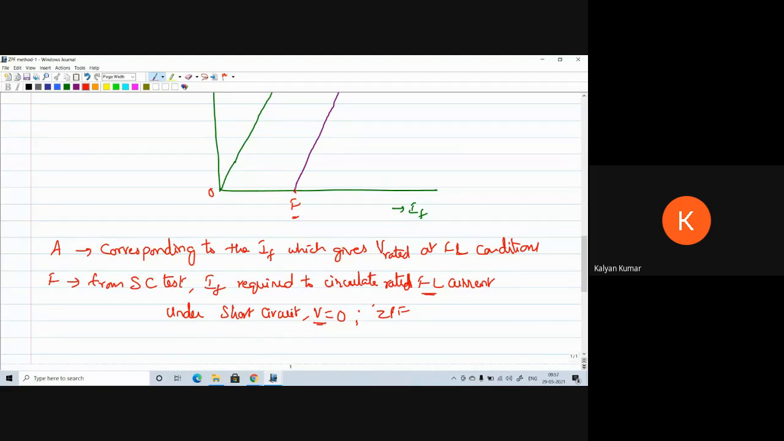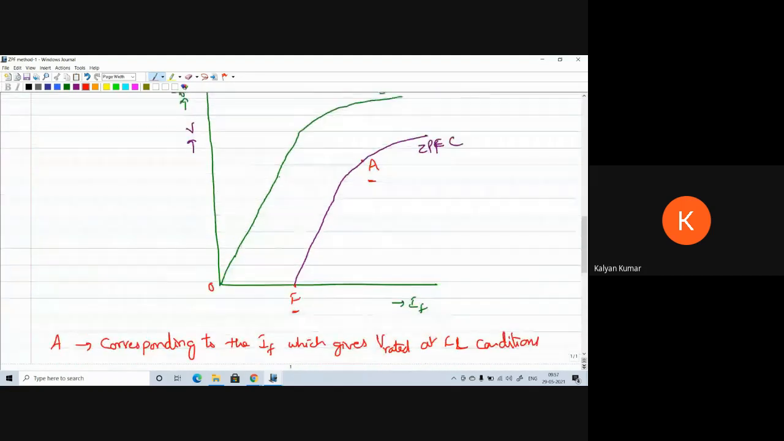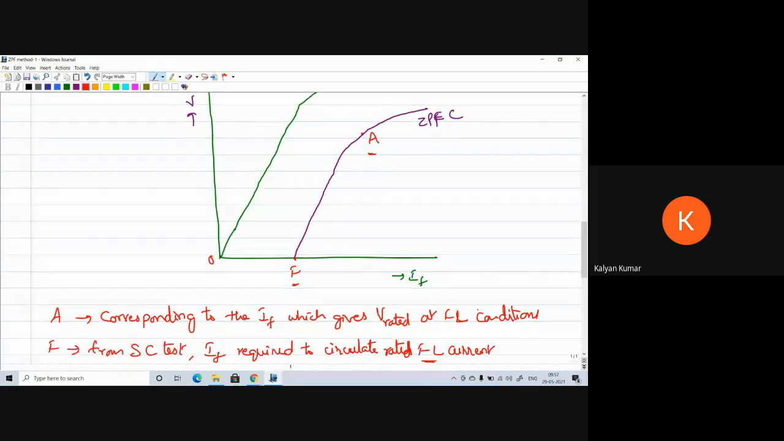Therefore, the F lies on the 0 power factor curve, and point A is also taken at full load conditions with ZPF load. So point A will also lie on the 0 power factor curve. Now, if you know these 2 points, point A, point F మనకు తెలిస్తే 0 power factor curve ఎలా plot చేయాలి?